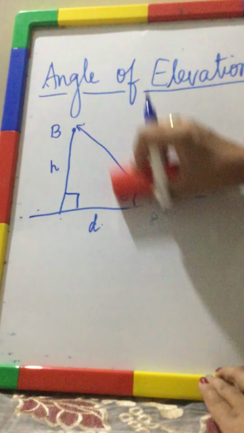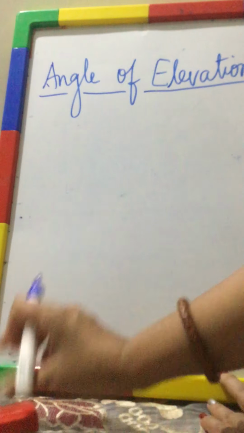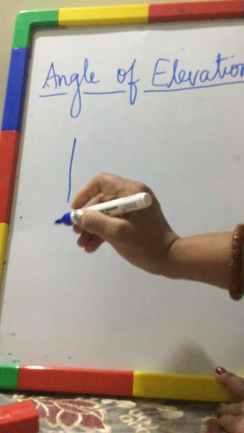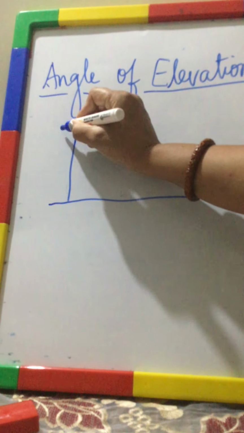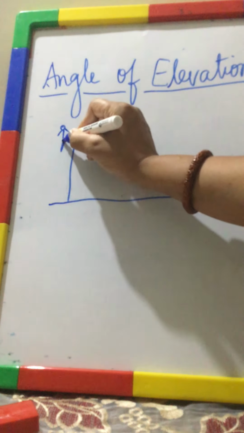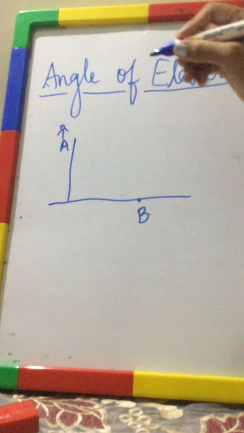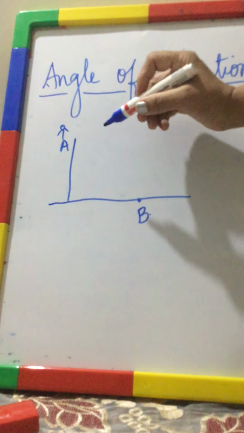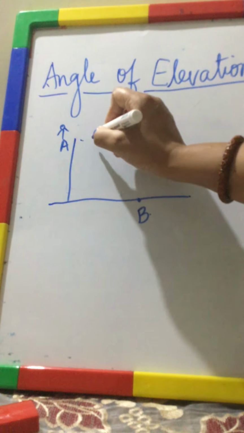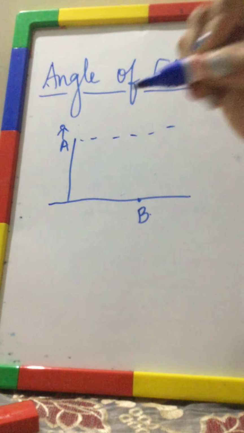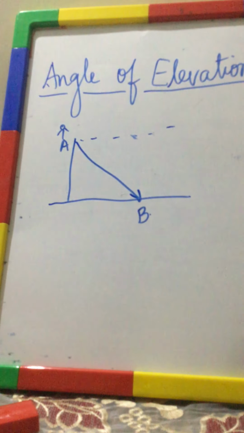Now, what is the angle of depression? Similarly, suppose we have an object perpendicular to the ground. This is the ground level. Suppose the observer is standing here at point A and he is observing some object at point B. Then he has to lower his line of vision. His line of vision horizontal to the ground will be this, but he has to lower down his line of vision to look at this object.